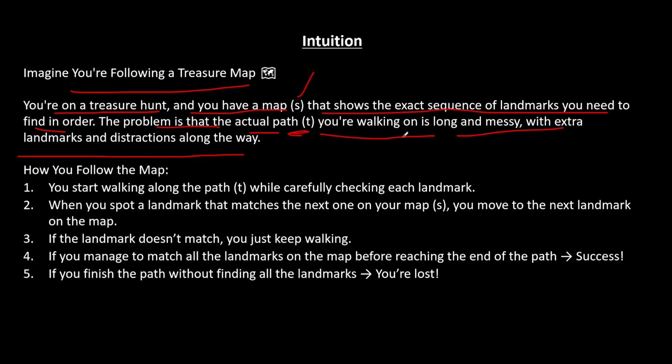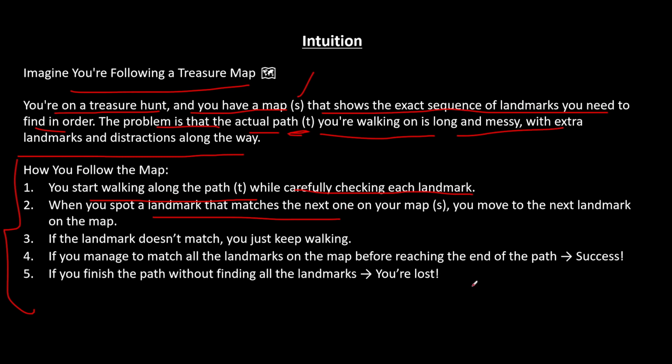Now let's take T as the original string given and S as the subsequence, and we have to follow S to get to the point, and we have to use the path T for it. What is our intuitive thought? We start walking along the path T because we have to find S, checking each landmark. Now, when we spot a landmark that matches the next one on our map, S, right?